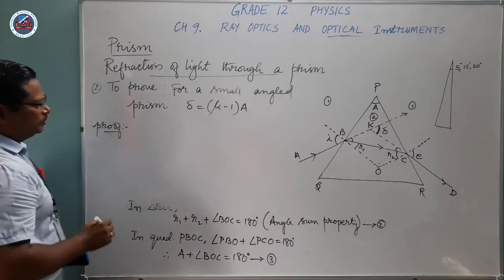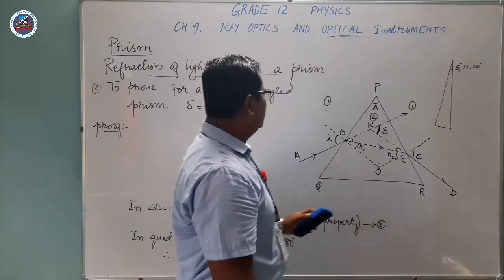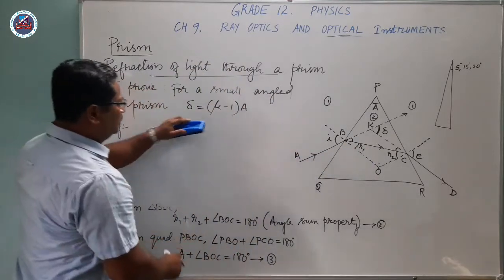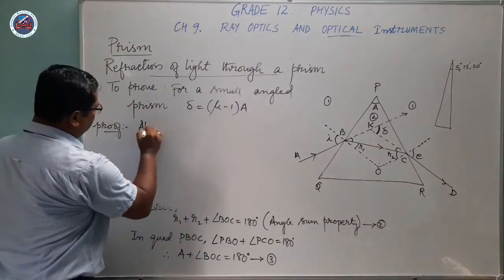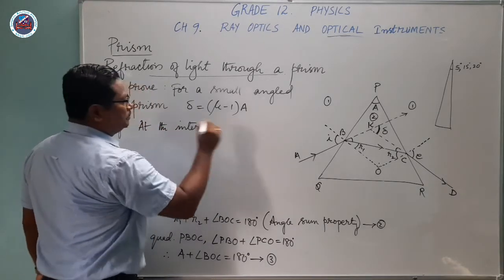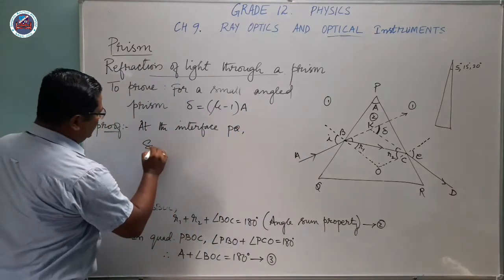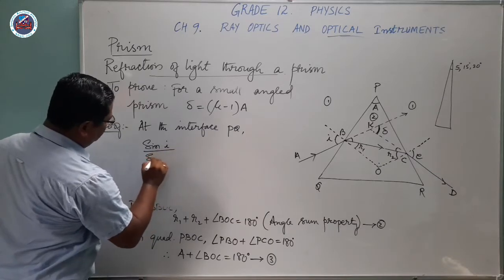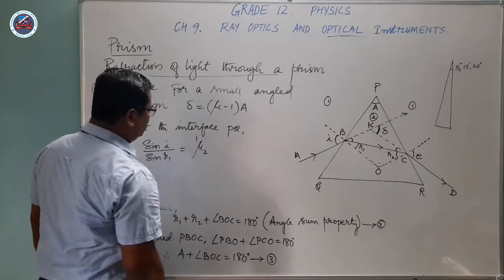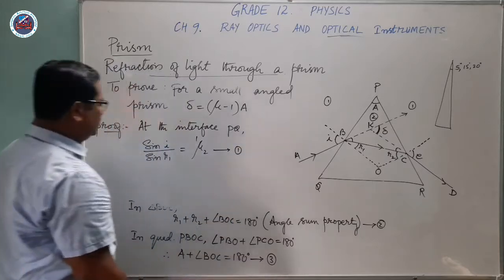In this proof, you will use Snell's law at these 2 points B and C. When light passes from air to glass, at the interface PQ, sin I by sin R1 is equal to refractive index of glass with respect to air. This is by using Snell's law. You can get like this.